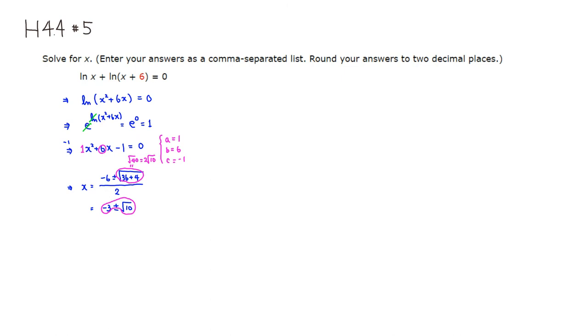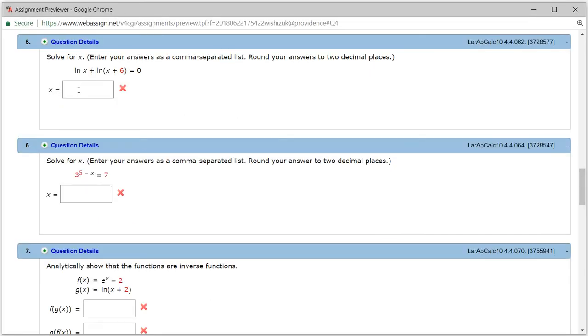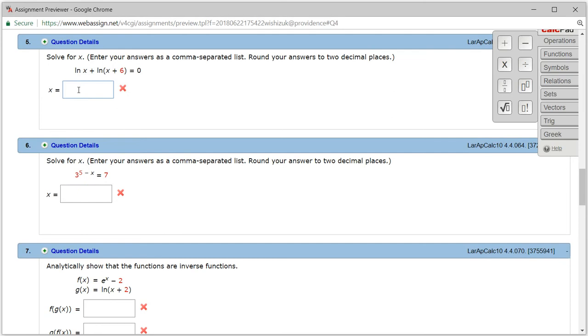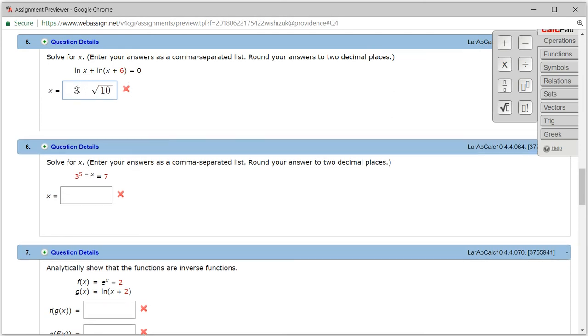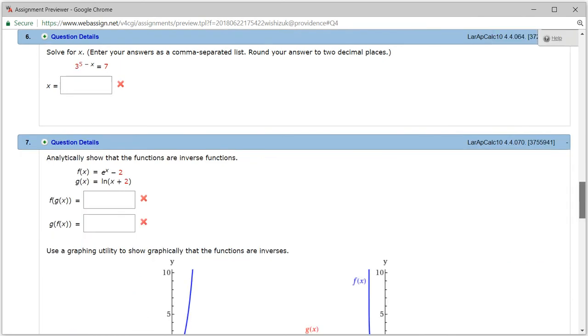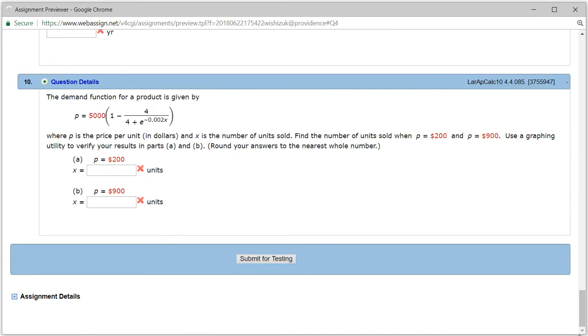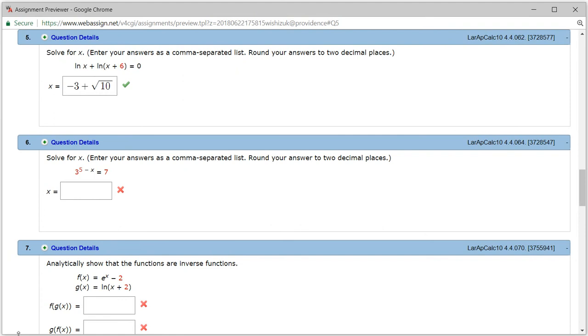So let's type it in. x is equal to negative 3 plus square root of 10. Let's check the answer, submit for testing. It came back and looks like we got this one correctly.